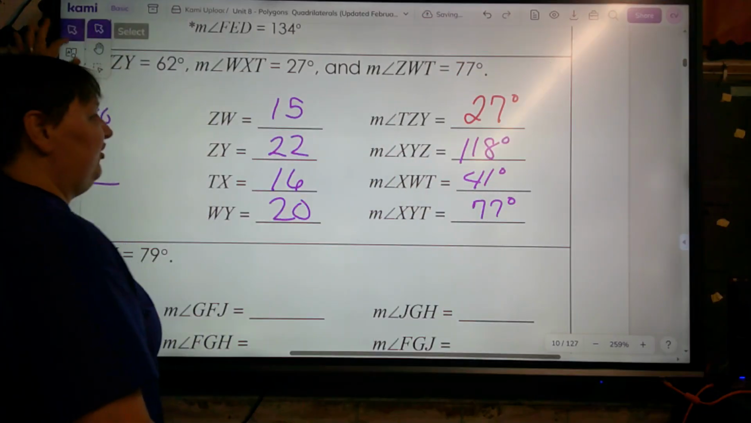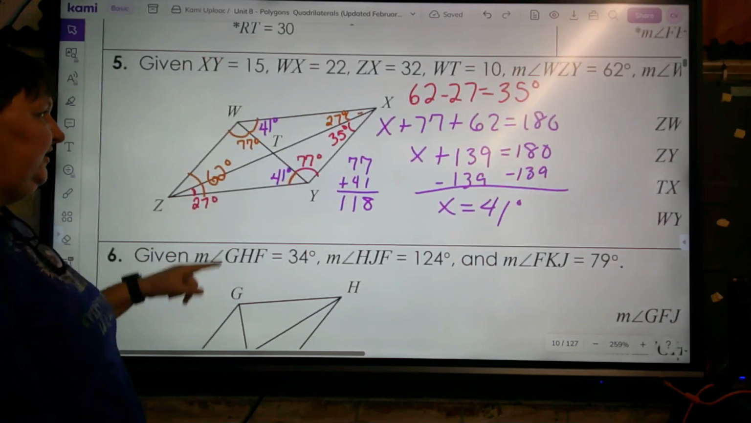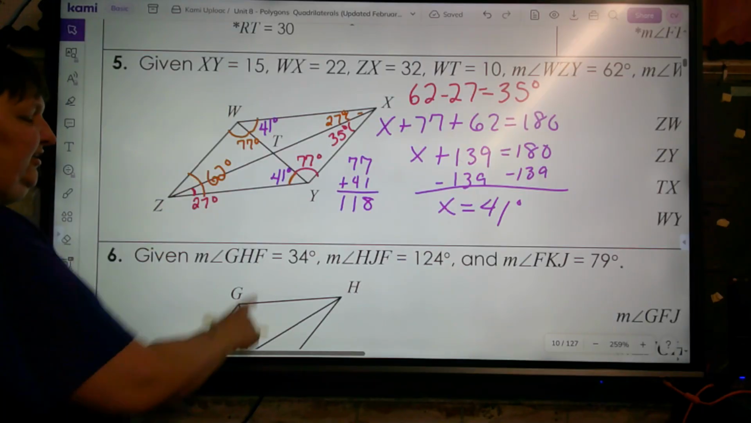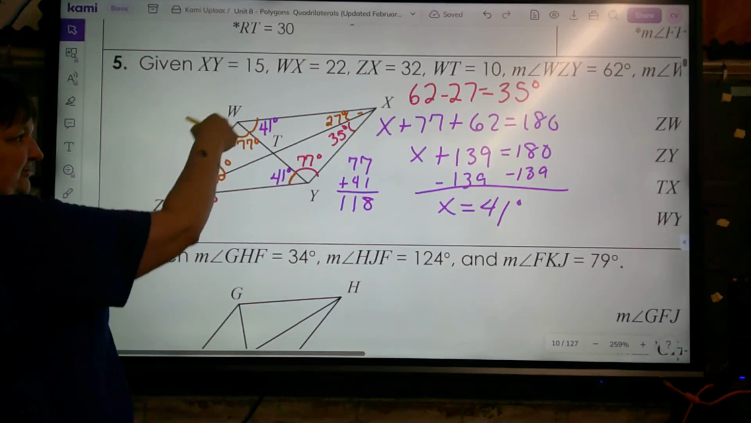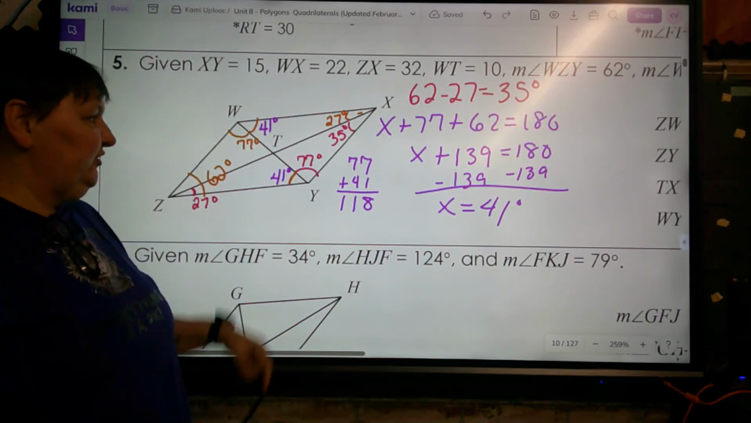So, don't get overwhelmed. Take it one corner at a time, one angle at a time, and fill in everything you know, right? You know that these two angles together have to equal 180. You could have used these two angles. They have to equal 180. It would have told you that the missing piece is 41.